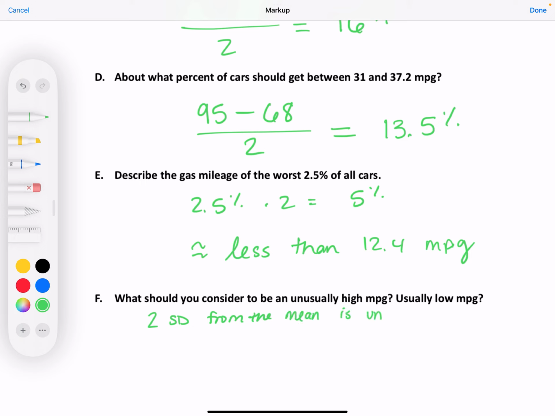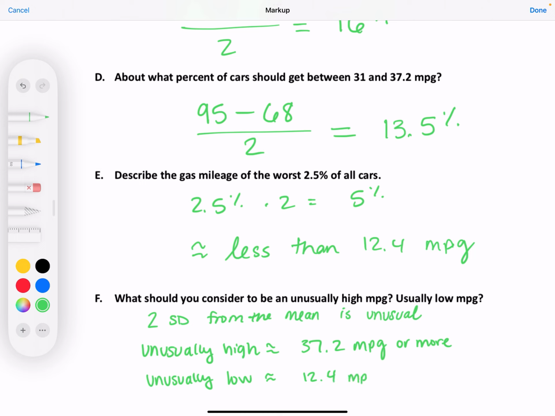is unusual. So in this case, the unusually high is going to be 37.2 miles per gallon or more. Unusually low, 12.4 miles per gallon or less.